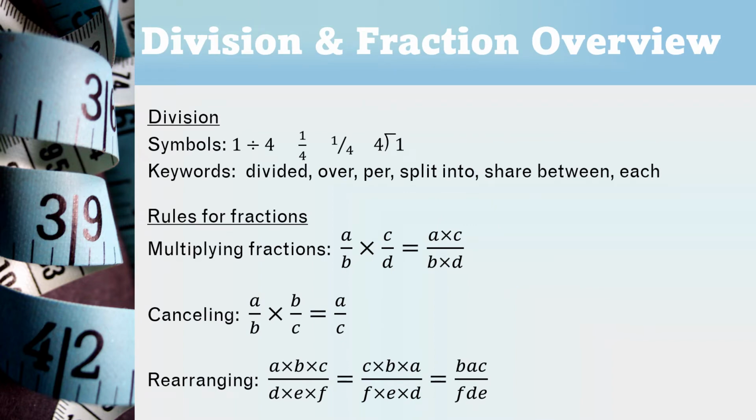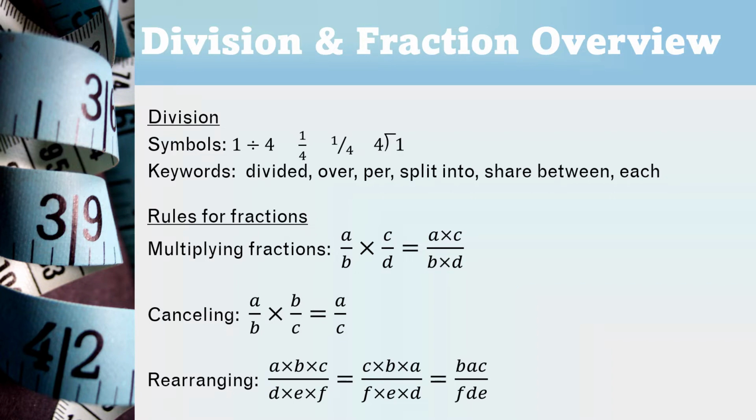Converting units uses a lot of division and fractions. Division symbols include the traditional symbol, a fraction with a horizontal line, a fraction with a diagonal line, and the long division. Keywords, besides divided or over for fractions like 1/4, include how many per group, or being split into groups, or shared between groups, or how many does each get.